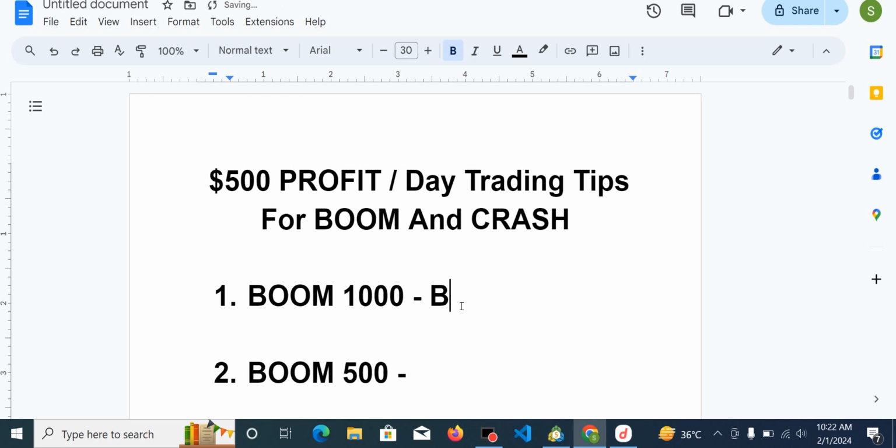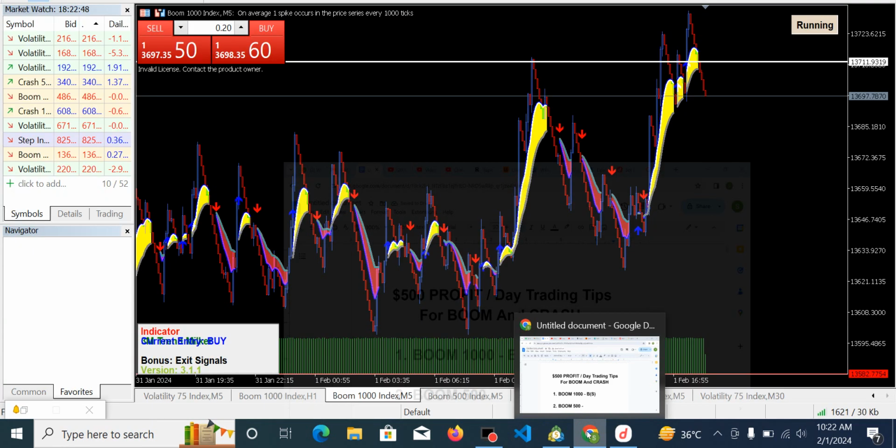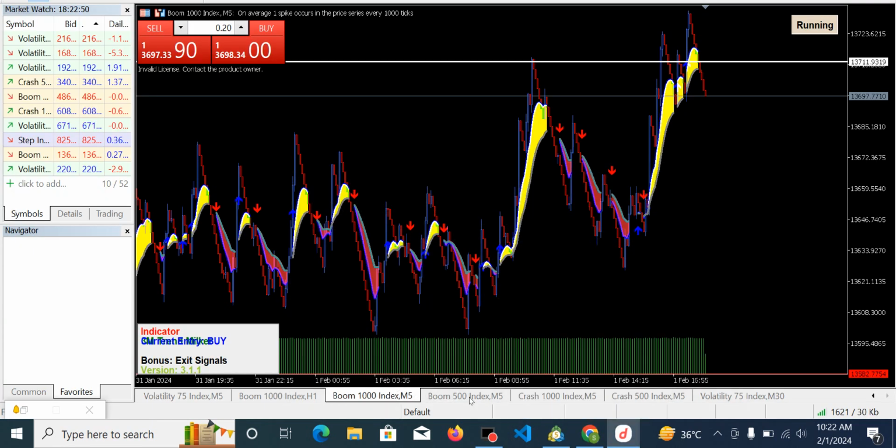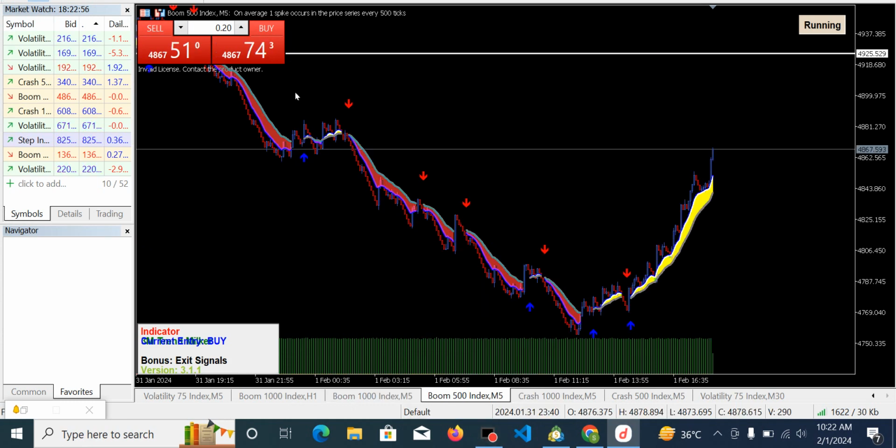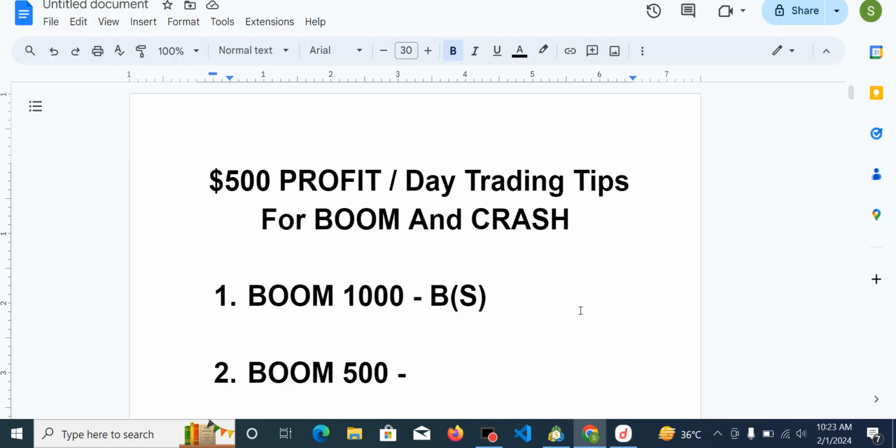Let's check it out right away. Okay, with Boom 500, just the way we have seen it, it was on downtrend for a very long time, but after getting to this support zone, it started an uptrend and it is still buying at the moment. So this is still going to be giving us more of a buying opportunity than a selling opportunity. Next asset is going to be Crash 1000. Let's check it out right away.